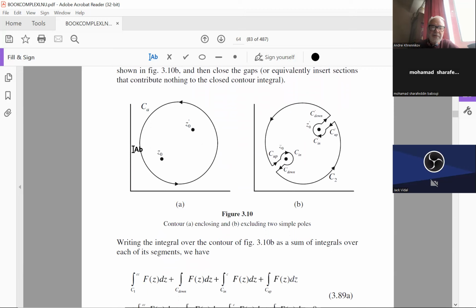We have this contour, here a singularity, and here a singularity. Here is more or less a singularity of the type some analytic function divided by z minus z0. And here is another analytic function divided by z minus z0 prime.